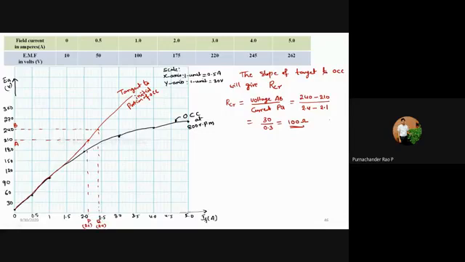The actual answer is 108 ohms. From the textbook I have taken this. This is going to be 108 ohms.